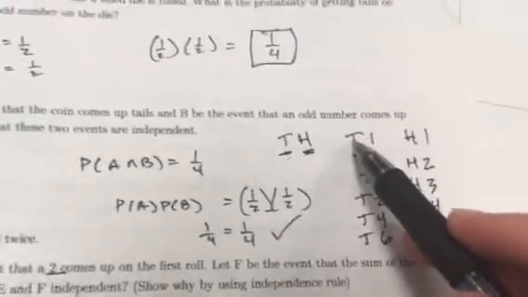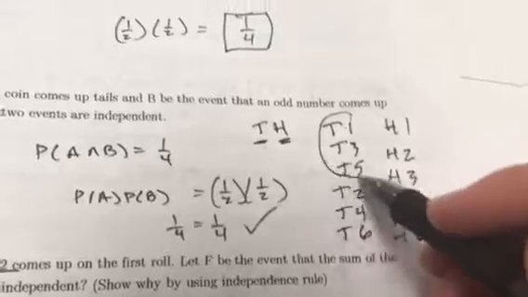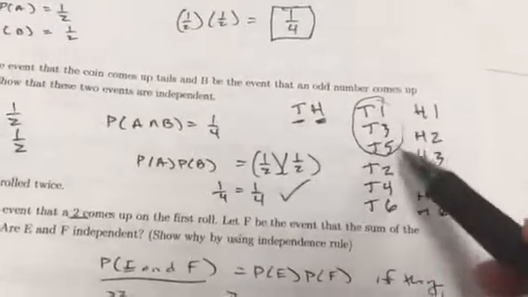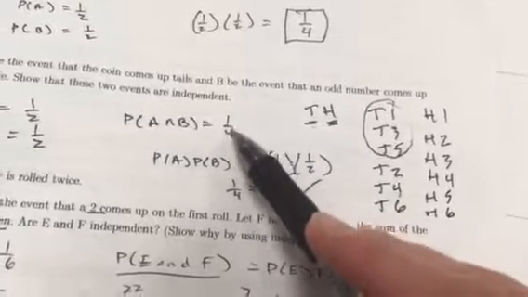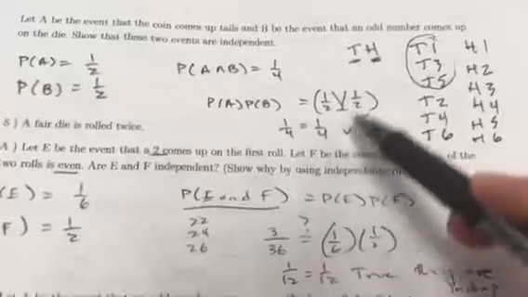Getting a tails when you flip the coin and an odd number, that represents 3 out of the 12, which is a fourth. So that's how we get it. If you need to list them out, that's fine. 1/4 is the probability that they both happen, and it equals the probability of A times the probability of B.